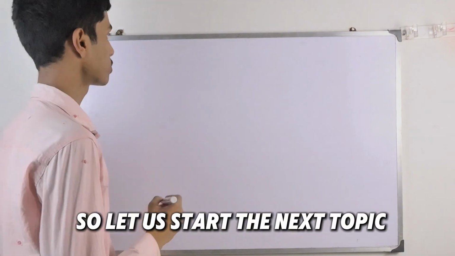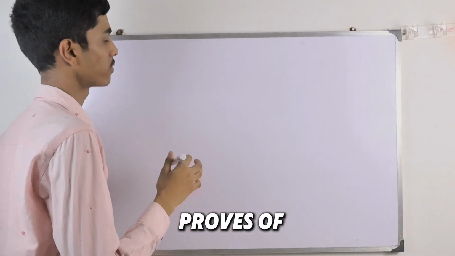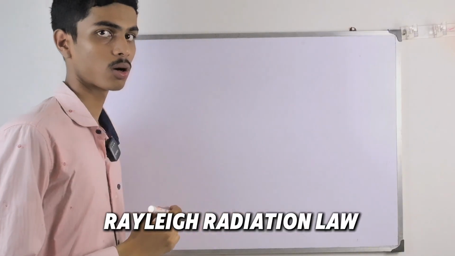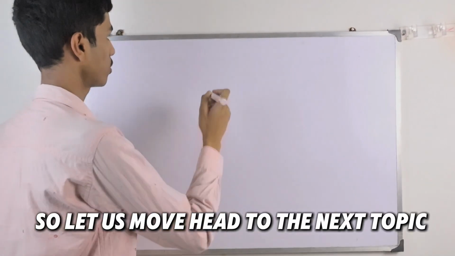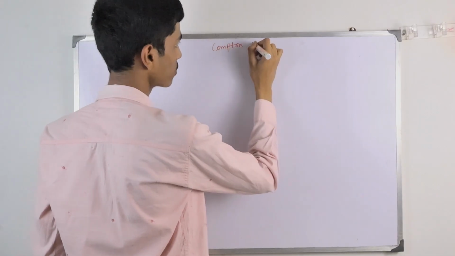So let us start the next topic. We have already discussed the proofs of Wien's radiation law and Rayleigh-Jeans radiation law. Let us move ahead to the next topic, which is the Compton effect.